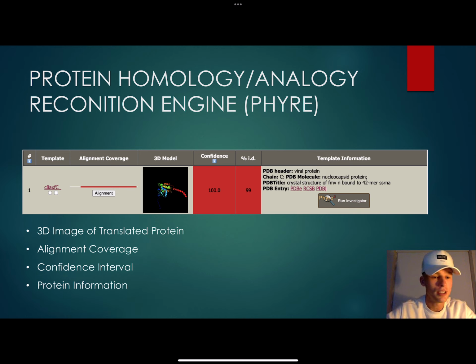So the Phyre analysis, what this one does is it predicts a 3D model of what my protein actually looks like. And also it gives you a confidence interval and the alignment coverage to it. And this is just another good way of verifying what your actual gene is. So you can see here again that nucleocapsid protein.